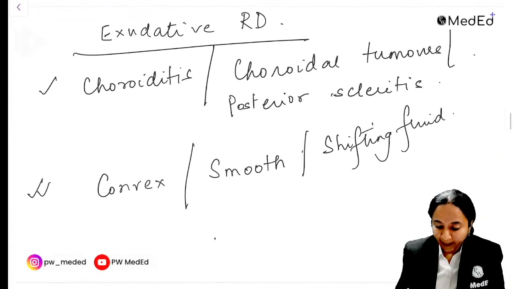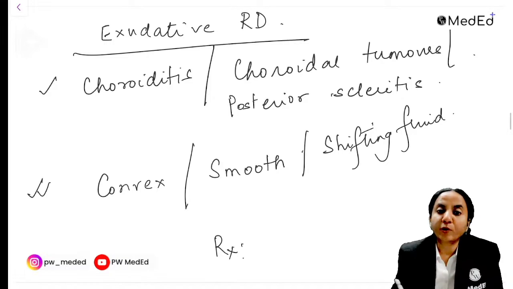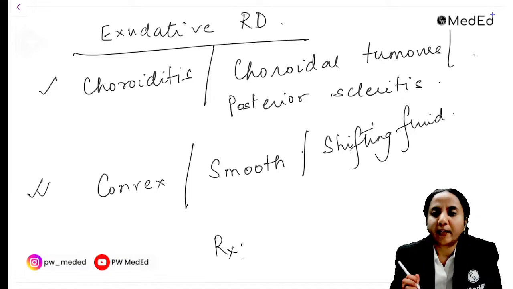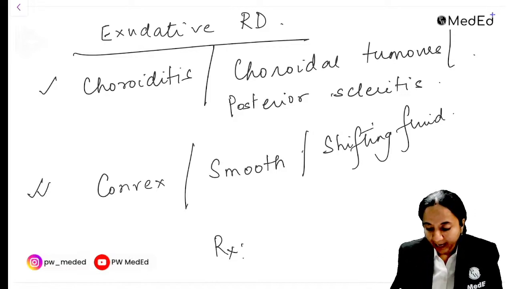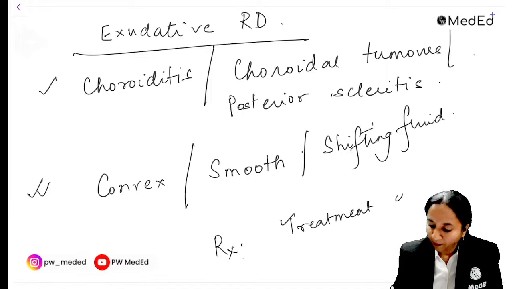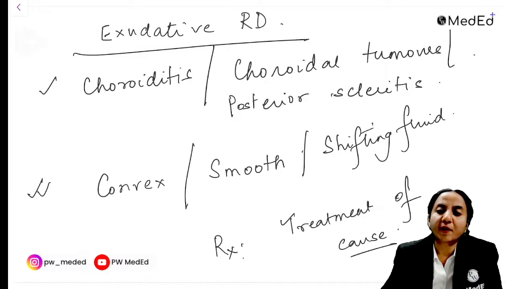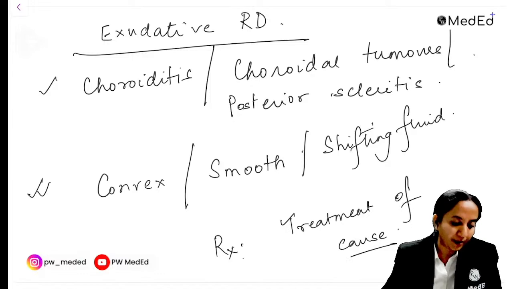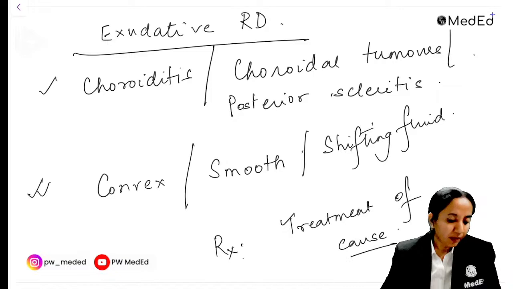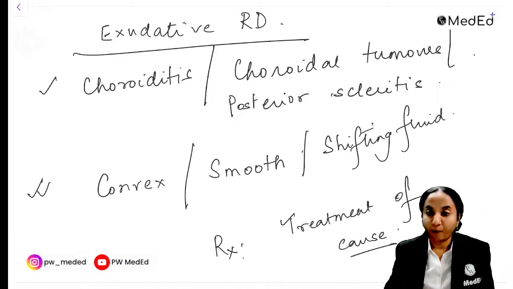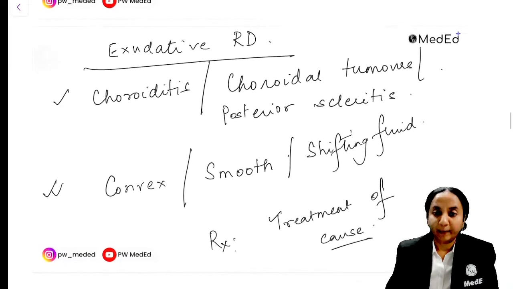And what is the treatment? Treatment of exudative RD is treatment of the cause, but most of them are inflammatory causes. So most of the time, exudative RD is treated with systemic steroids. It is actually treatment of the cause, but most of the causes are inflammatory, like choroiditis, posterior scleritis, so they are usually treated with systemic steroids. This is a small topic which I thought we have to do very, very well.